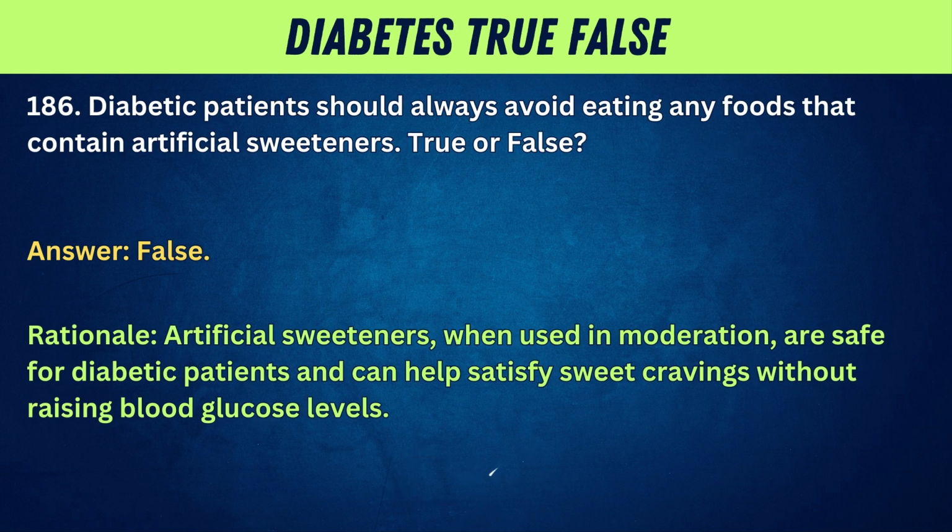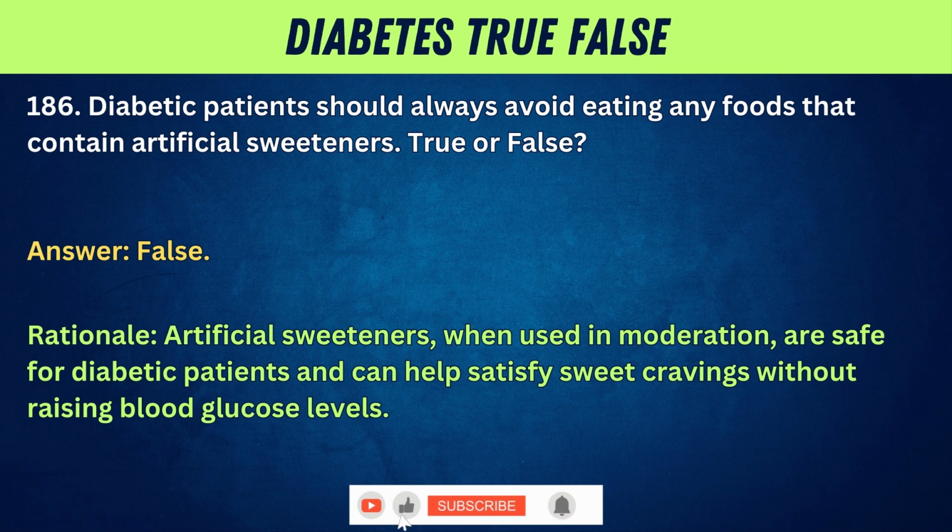186. Diabetic patients should always avoid eating any foods that contain artificial sweeteners. True or false? Answer: false. Rationale: artificial sweeteners, when used in moderation, are safe for diabetic patients and can help satisfy sweet cravings without raising blood glucose levels.